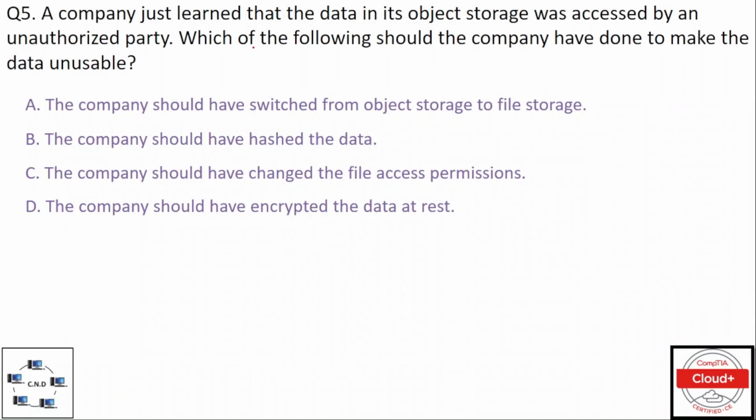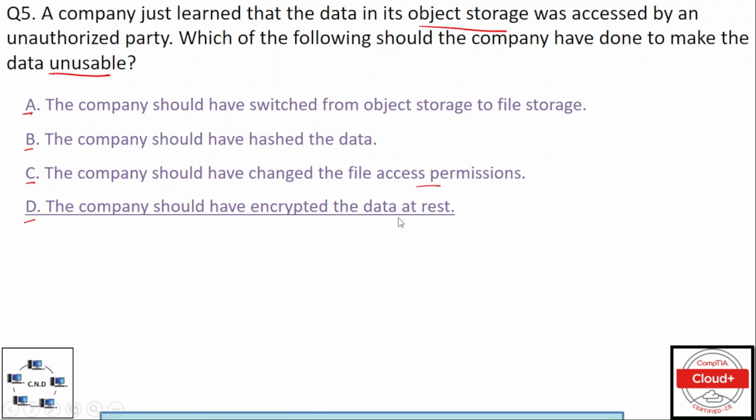Question number 5. A company just learned that the data in its object storage was accessed by an unauthorized party. Which of the following should the company have done to make the data unusable? And the options are option A, the company should have switched from object storage to file storage. Option B, the company should have hashed the data. Option C, the company should have changed the file access permissions. And option D, the company should have encrypted the data at rest.